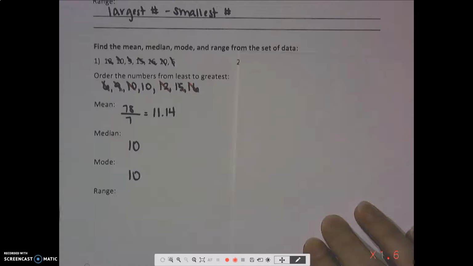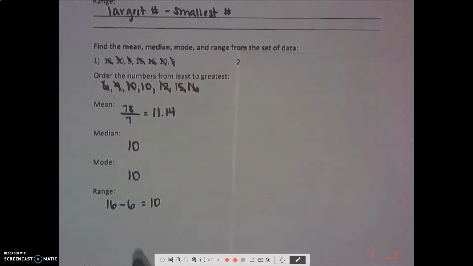And then for the range, we're going to take the biggest number and subtract the smallest number. So 10 also happens to be our range. Now that is just coincidence with this set of data that the median, mode, and range are all 10, but that could happen sometimes. Okay. All right. So let's look at this other set of data.